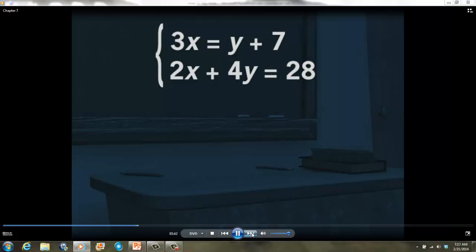Can we go home? We don't need to go home, Ferd. We need to rewrite the equations so that they are in the same form. Can I have some help?